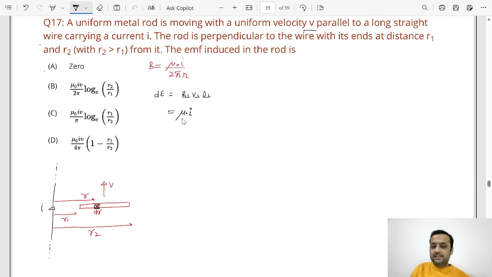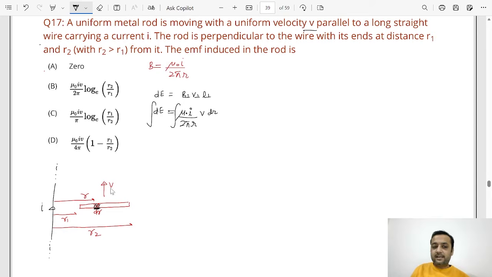So we just have to take these values as they are. Mu naught I by 2 pi r is the magnetic field at the location of this element. The velocity of this element is already v, and the length of this element is dr. This is the EMF induced in this small element, and you want the EMF induced in the entire rod.